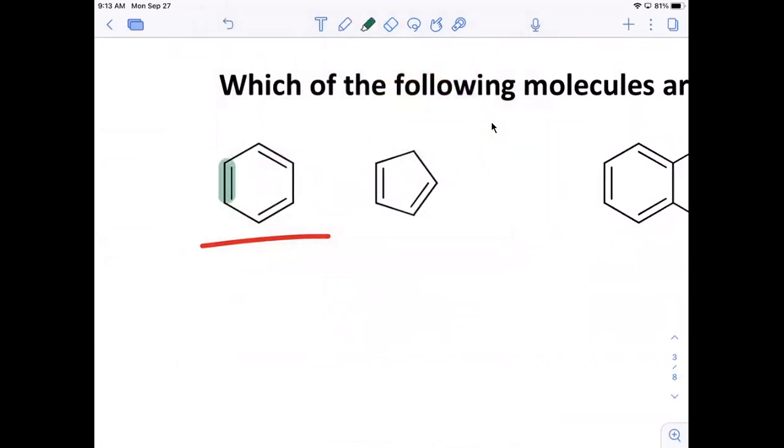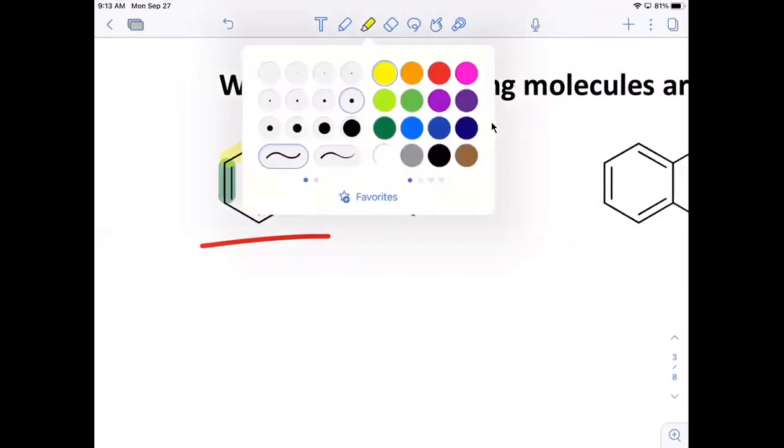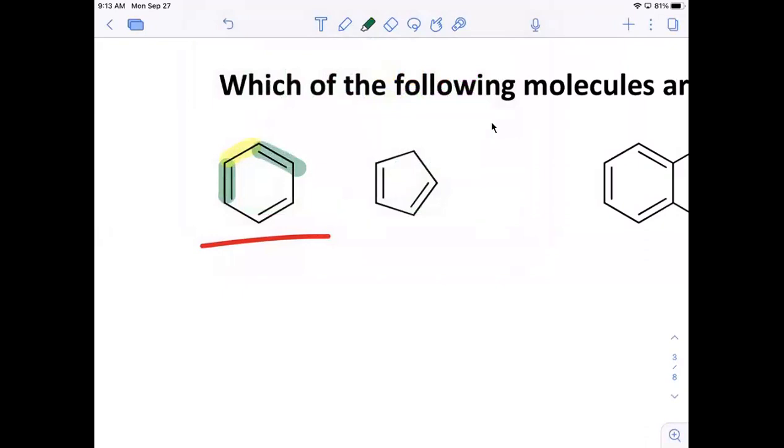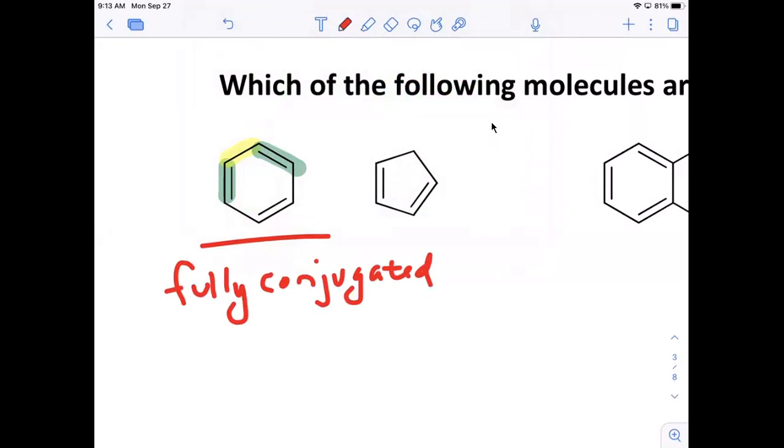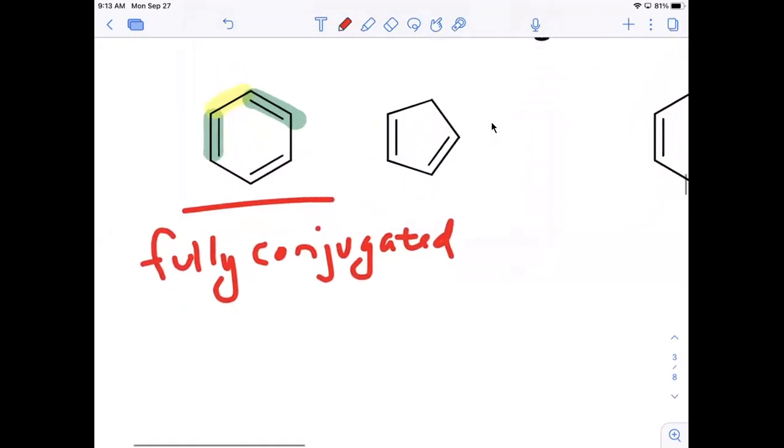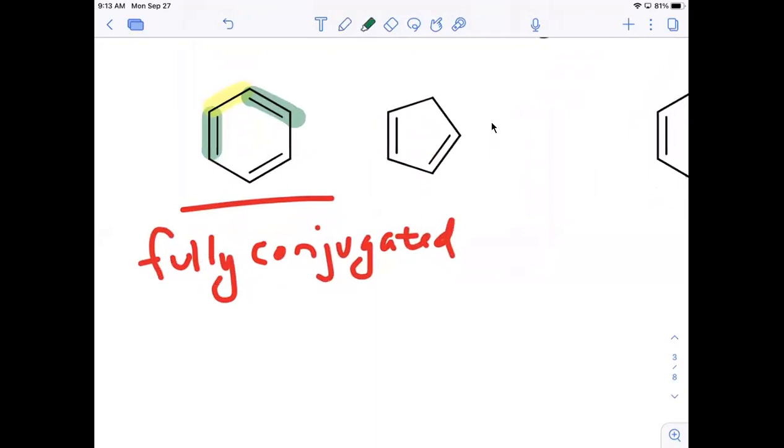We got a pi bond here, and then you have a sigma bond here, and then adjacent to that, you got another pi bond. This is an example of something that we call fully conjugated. You can have conjugation, but it's not fully conjugated. It can be partially conjugated, but this benzene is an example of something that is fully conjugated.